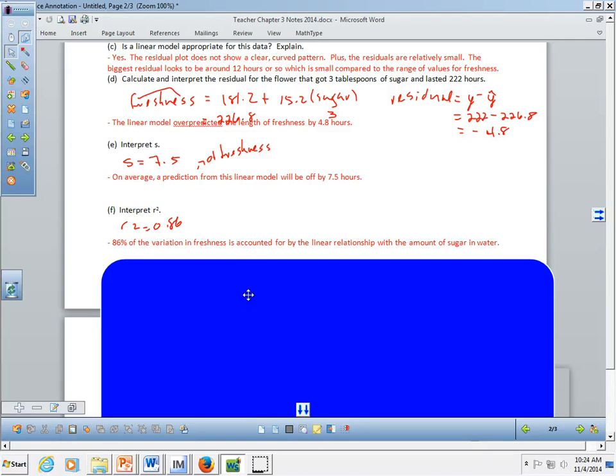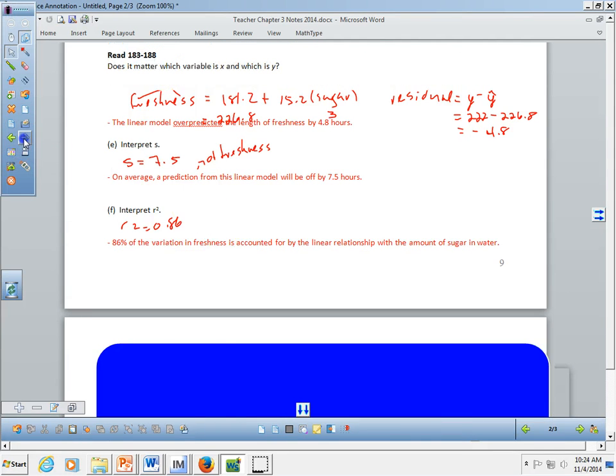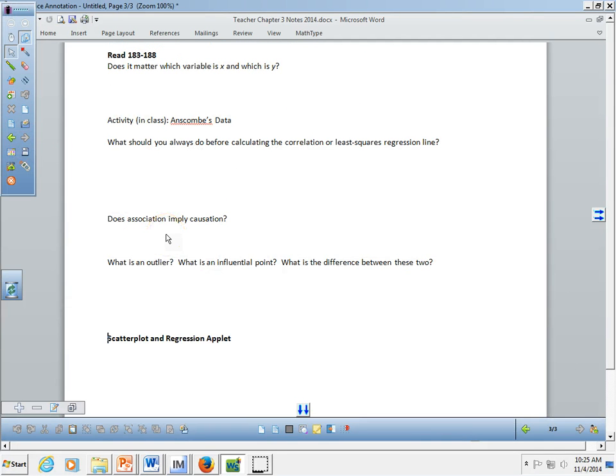I'll put you guys in groups tomorrow and give you some outputs from Fathom and things you can look at too, so you can be familiar with those in case those come up on the AP exam. Okay. Now, some last thoughts about regression. So, your last page here.